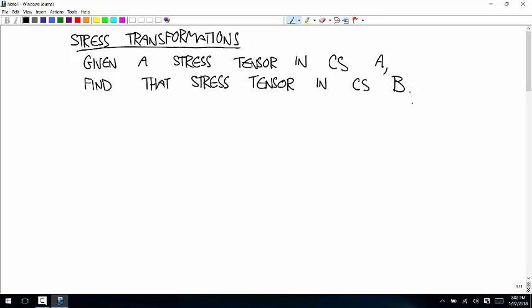There are a lot of reasons that you would want to do this, but the most important one is that we have to do this to find the principal stresses. So the best reason is this is needed to find principal stresses. And then you're like, what's a principal stress?